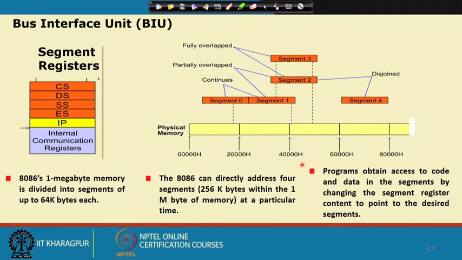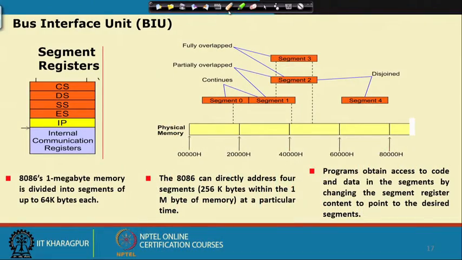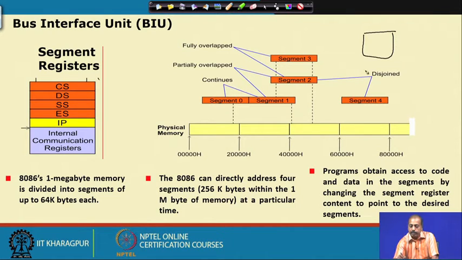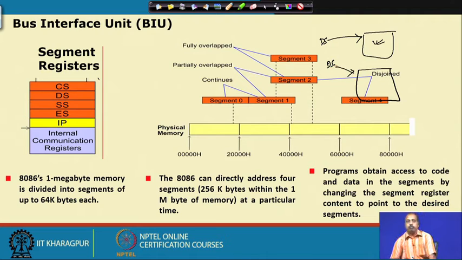Programs obtain access to code and data in the segments by changing the segment register content to point to the desired segment. What it means is that maybe in my program I have got say 2 data segments. So, this is one data segment and this is another data segment. At some point of time I want to access this data segment. In that case this DS register should be made to point to the beginning of this. Sometime later in the program, if you find that you need to access this data segment, you can change the DS register so that it points to this data segment now.